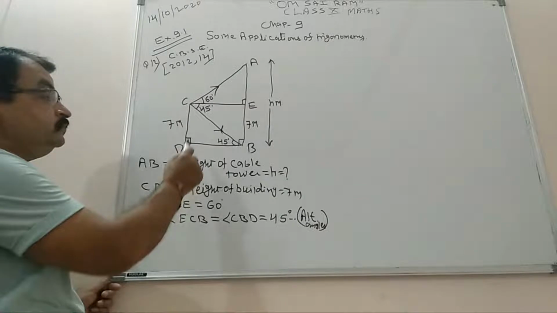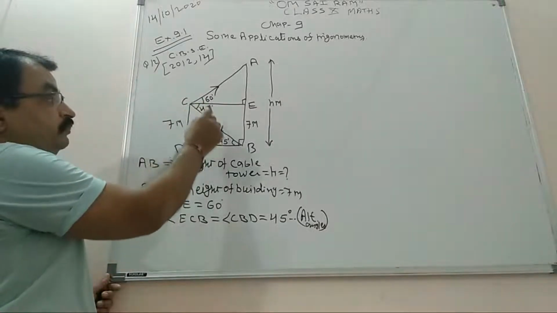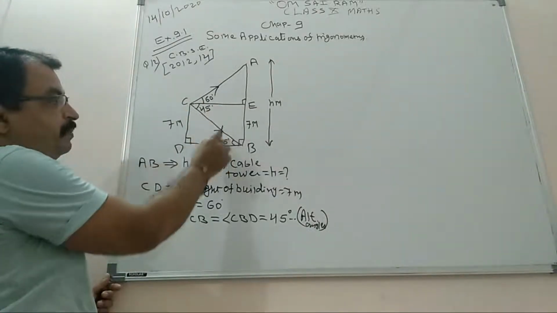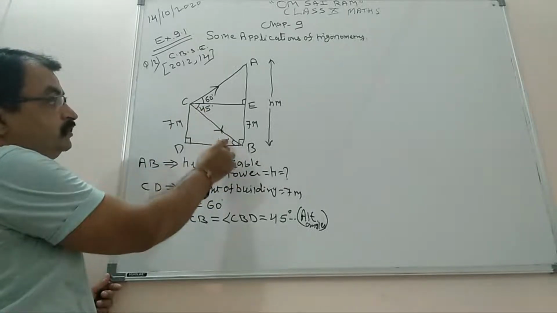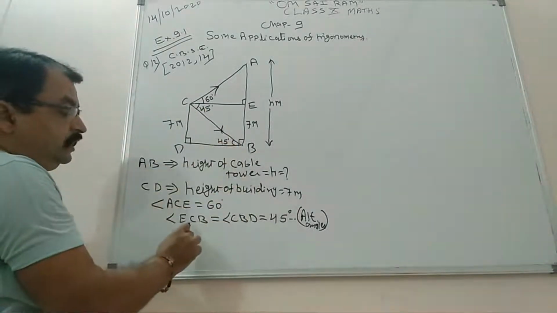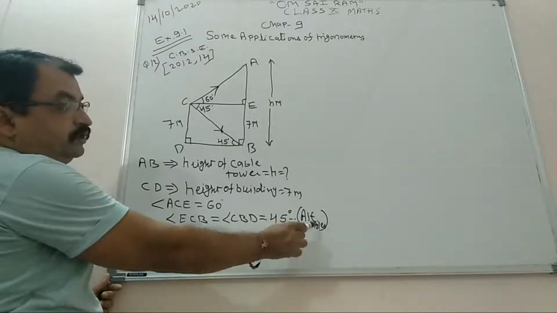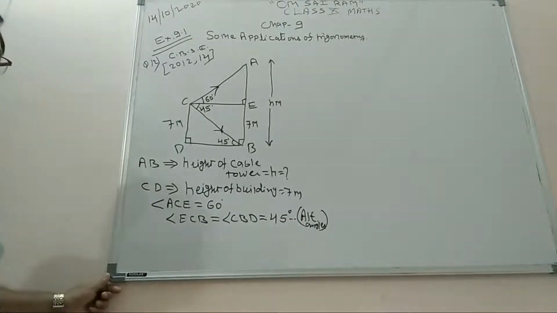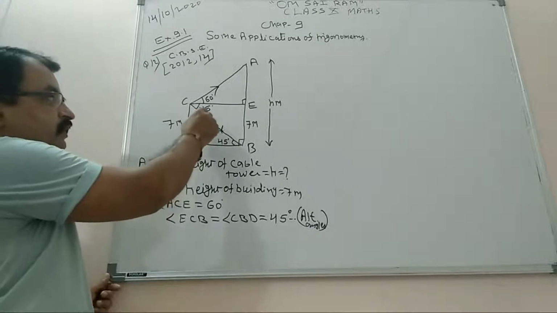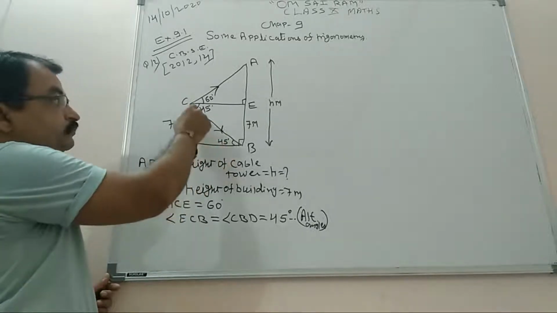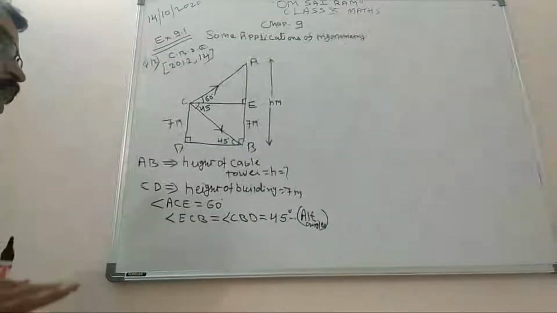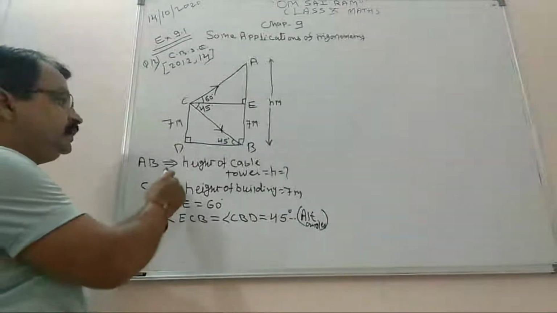Now this angle will be equal to this angle, because CE is parallel to DB and you take BC as the transversal. So this angle will be equal to this angle. I have written here, by alternate interior angles, right? So the depression here we are getting is 45 degrees and its alternate interior angle is this, so we get 45 degrees. Clear, children? So I mentioned everything here.